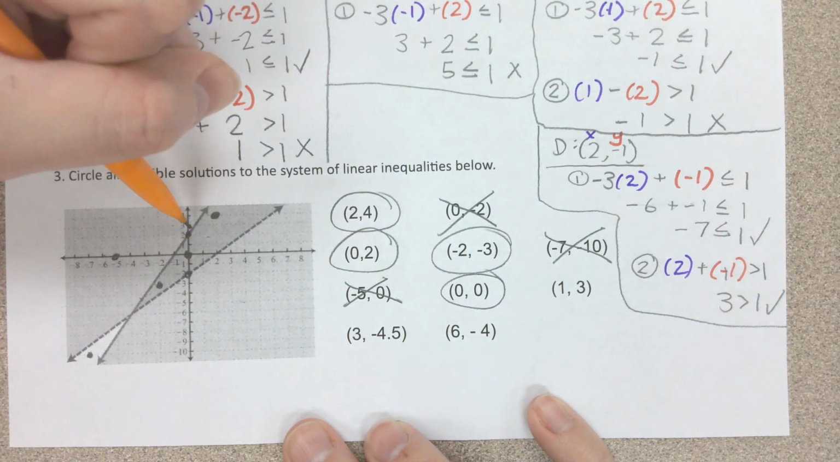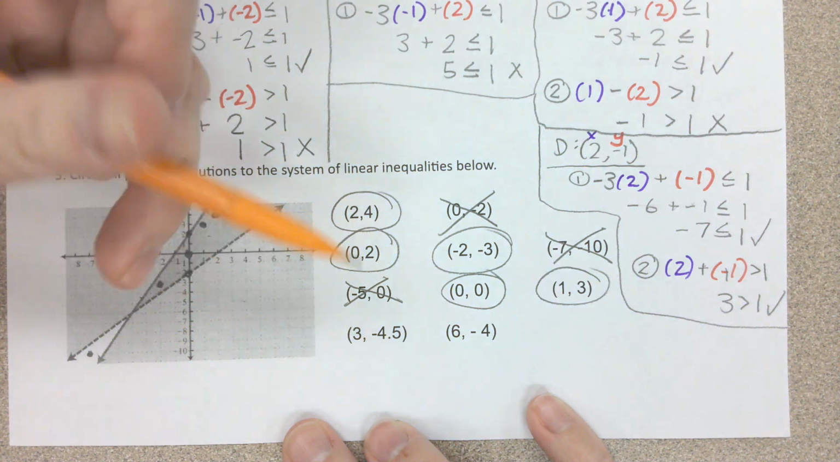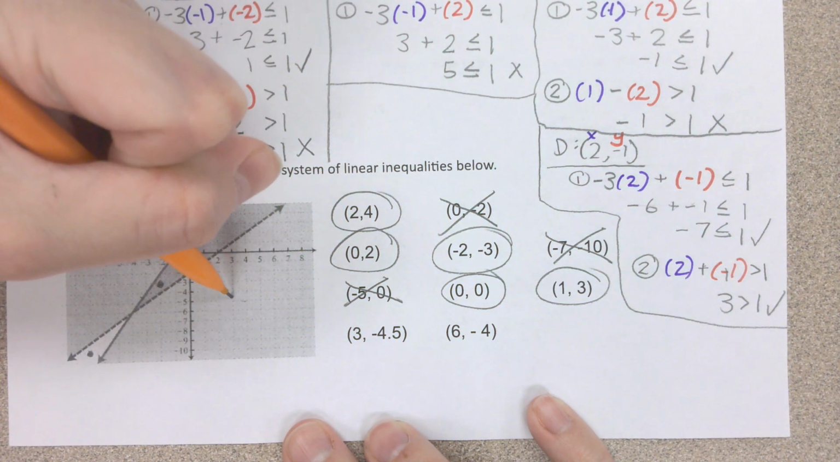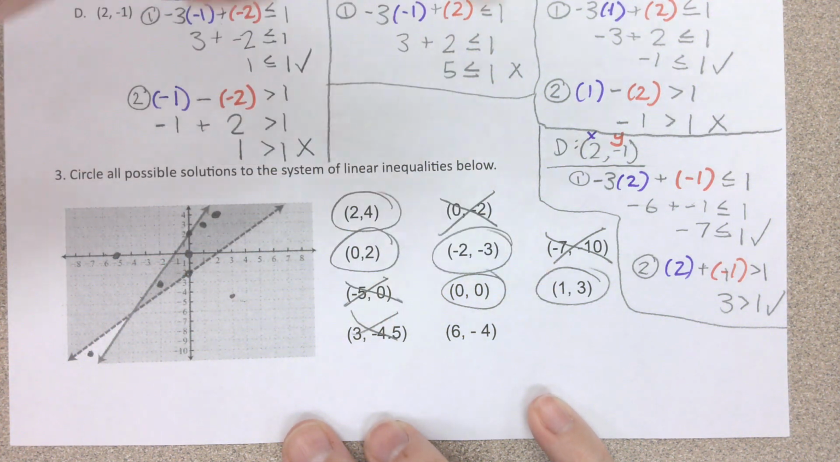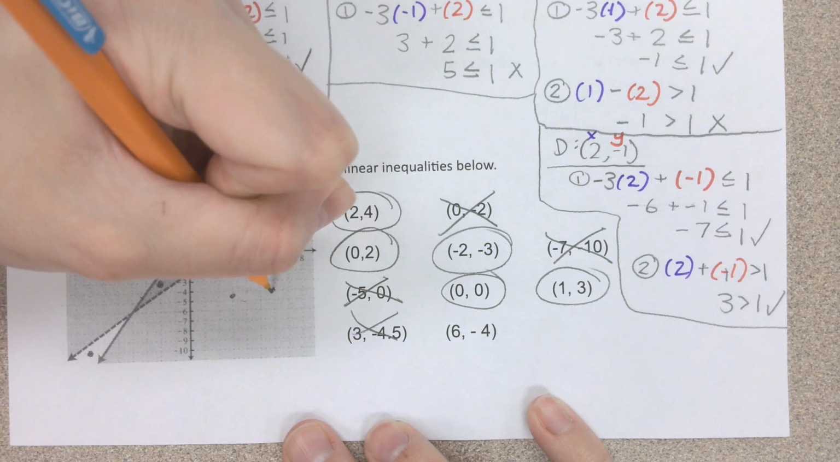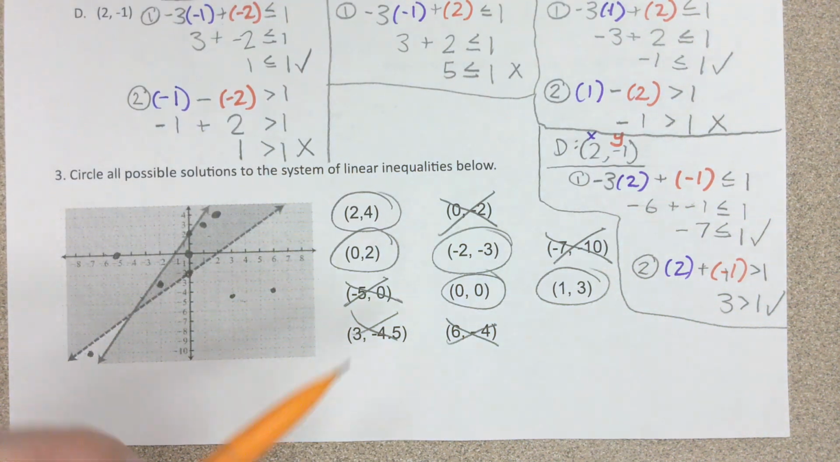1, 3. Right 1, up 3. Yep. 3, negative 4.5. Right 3, down 4.5. Nope. 6, negative 4. Right 6, down 4. Nope. So these are the 5 points that are solutions, the rest are not. Next page.